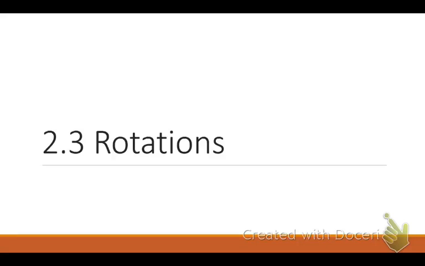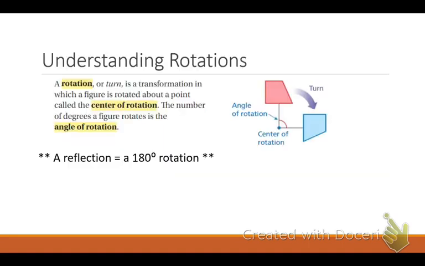All right, so rotations are the third kind of transformation that we're learning. Remind me again, translations, what's my key word there? They slide. They slide left and right, up and down. Reflections, what do they do? They flip over the x-axis or the y-axis. So translations slide, reflections flip, and rotations turn.